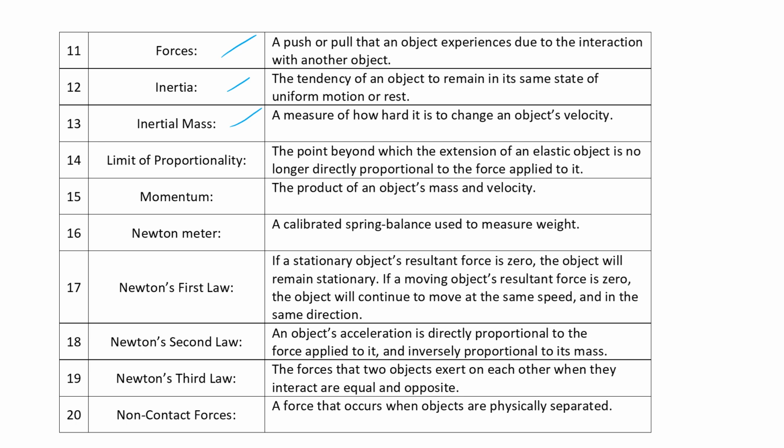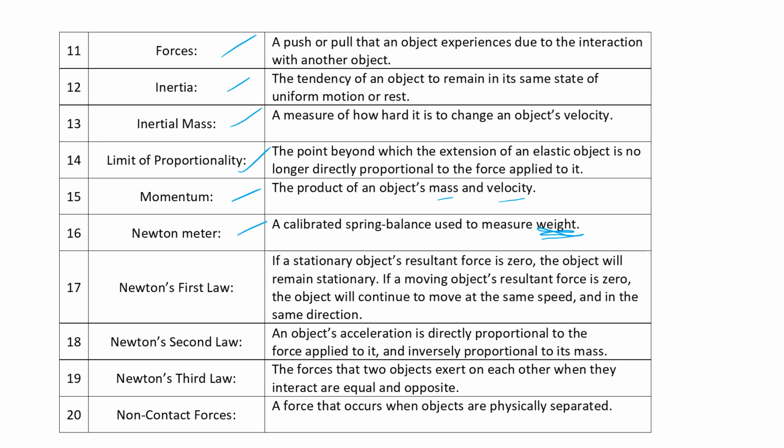The point beyond which the extension of an elastic object is no longer directly proportional to the force, so that is the actual point where a spring doesn't go back to its original place. The product of an object's mass and velocity: momentum, so that's its desire to go forward. The bigger the mass, the bigger the velocity, the more desire it has to go forward. A calibrated spring balance used to measure weight, so weight as a force is a Newton meter.